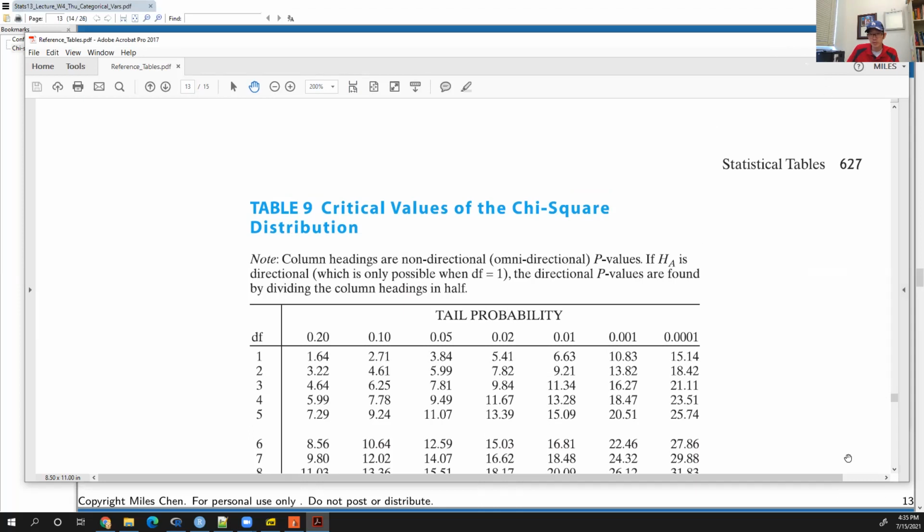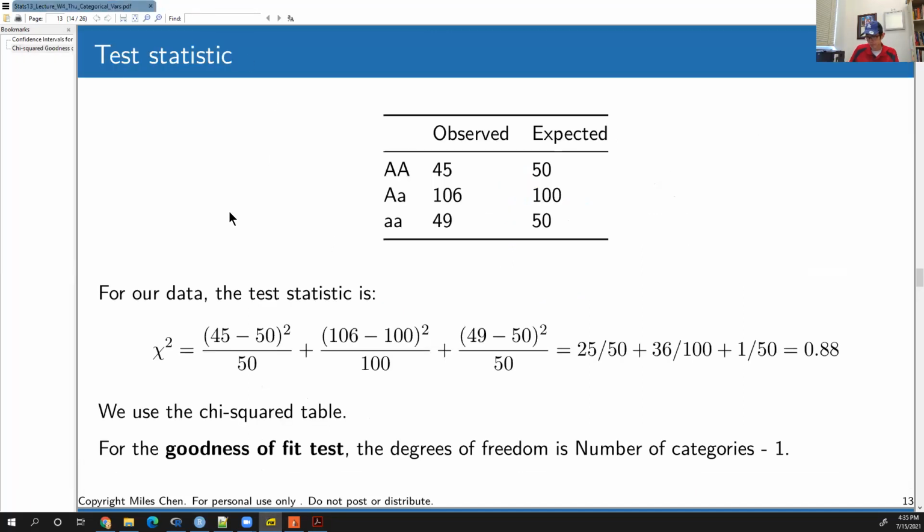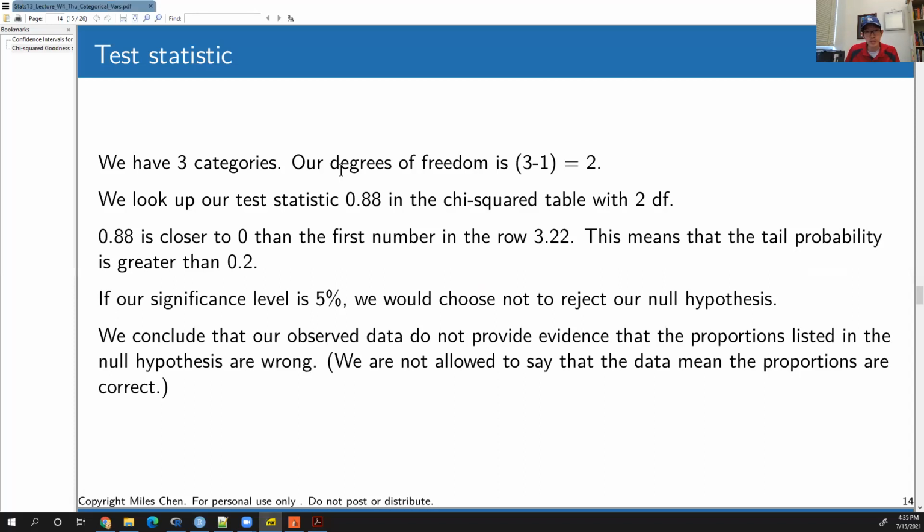But overall, we have a non-directional test. We're going to get our non-directional p-value, and it is going to be over 20%. We don't have the exact value, but we just know it's over 20%. So I think that's what I wrote here. We have 3 categories. Our degrees of freedom is 2. We look up test statistic 0.88 with 2 degrees of freedom, and so our tail probability is greater than 20%.